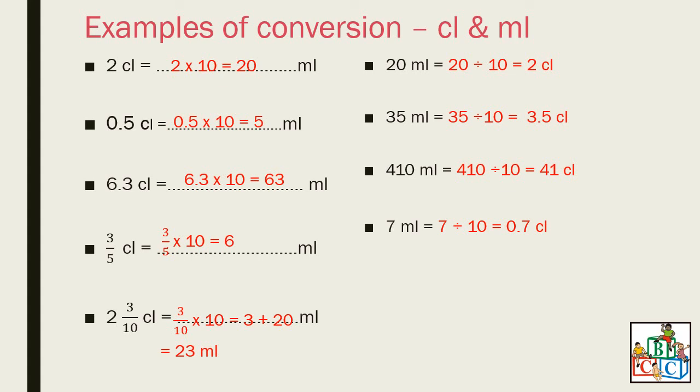7 milliliters to centiliters, divided by 10, it's decimal. You have to move your decimal point to the left. 0.7 centiliters. You have also 115 milliliters is equal to 115 divided by 10, which is equal to 11.5 centiliters. So all these are some examples which you're going to copy in your copybook.